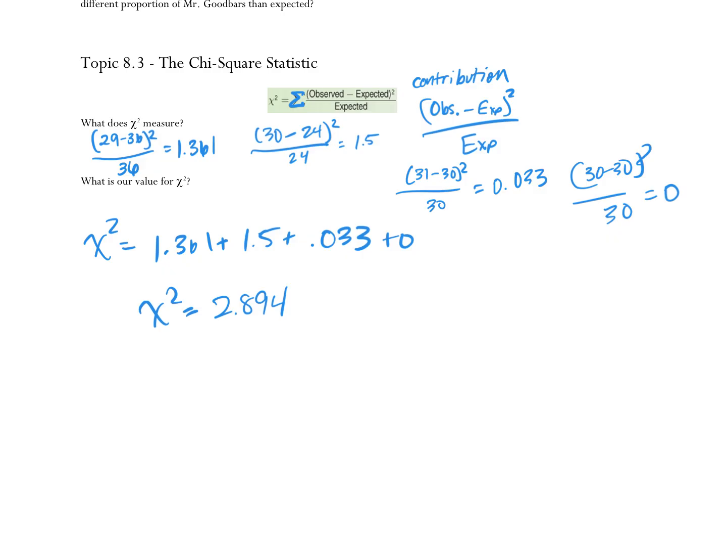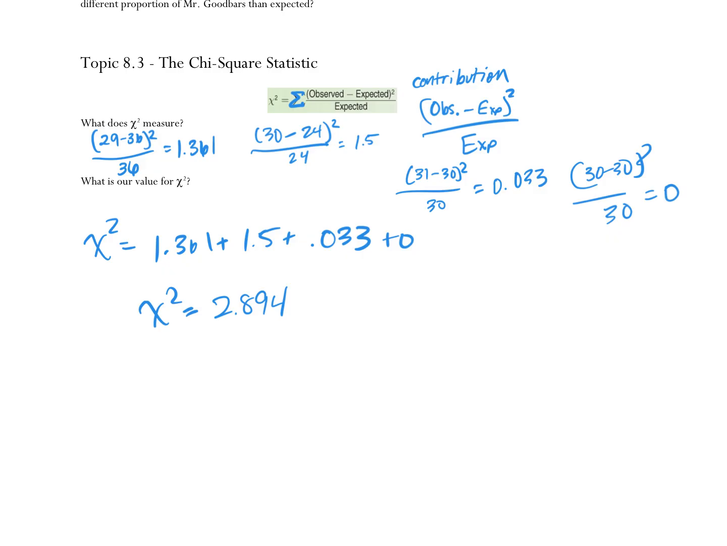So as we think through that, right now, I would hope that if I say to you guys, is this an unusually high value for chi-squared? You would say, I don't know. Because you guys don't know how chi-squareds behave.